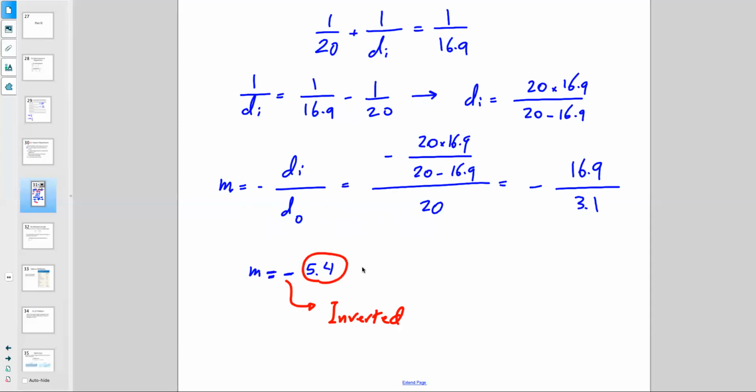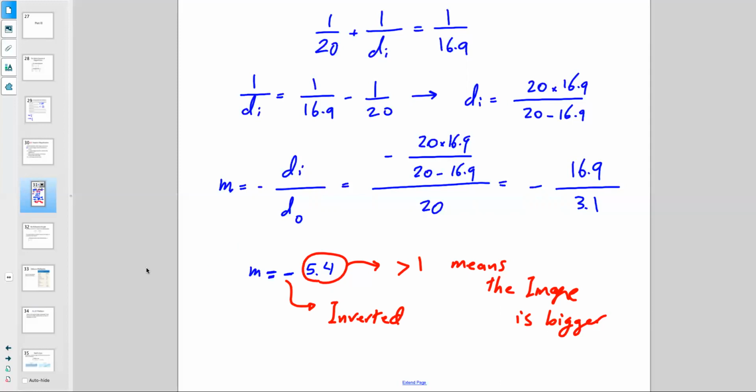And this value, which is bigger than 1, means that the image is bigger. Right? Image is big.